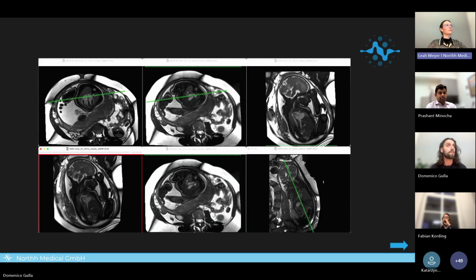From the upper part, from the left, we have the four chamber view, and then the three vessel trachea view, and then the plan on the aorta in this case. Then we have exactly two slices for the aortic arch, and we can see the aortic arch really nicely.